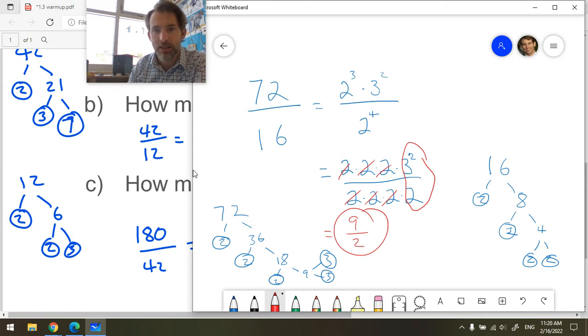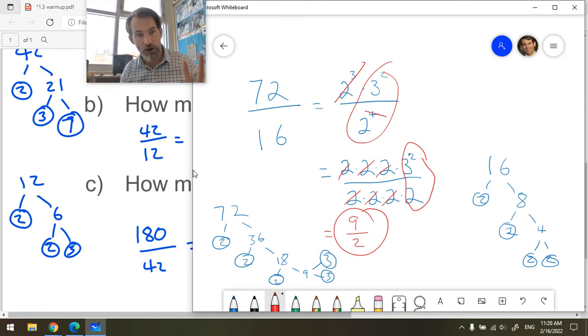Let's see if we can do our canceling here. This is 2 to the 3. This is 2 to the 4. So I'm going to cancel that whole thing, and I'm going to take 3 away from that 4 and make it 1. So 1 2 is left over. This is what I'm left with: 3 squared over 2. So it's very fast to reduce these fractions when you use factor trees and can think of the numbers in different ways.